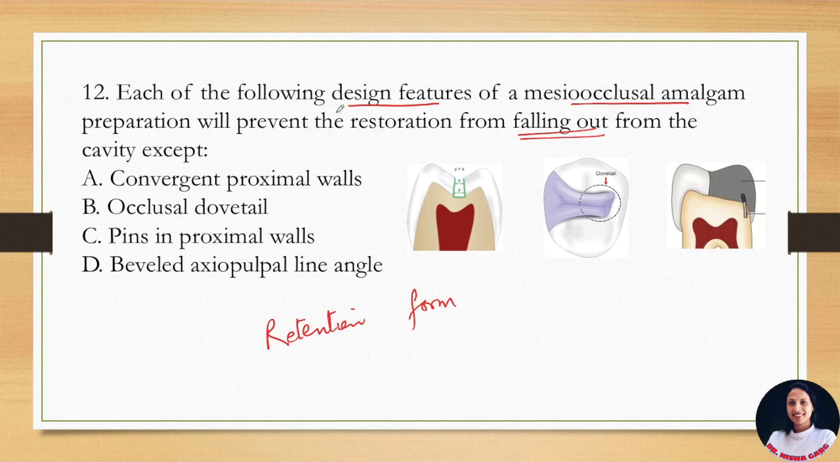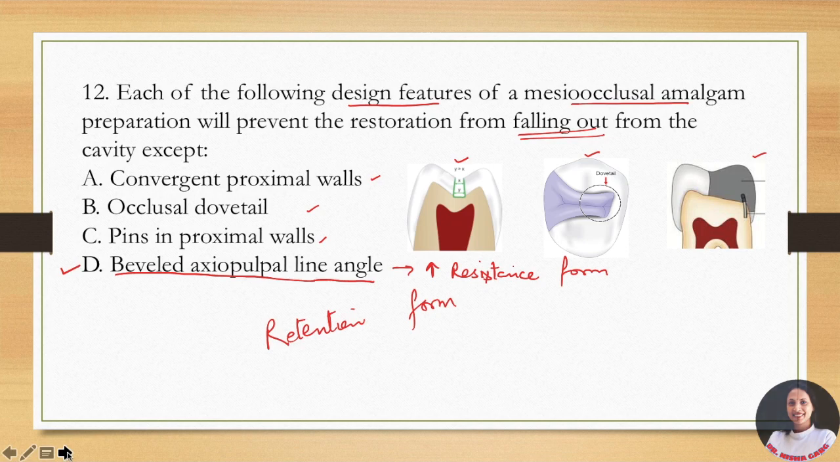The retention form of the amalgam restoration can be achieved by convergent proximal walls, occlusal dovetail, and pins in the proximal walls. So option D is the correct answer, because the beveled axiopulpal line angle helps in increasing the resistance form, not the retention form of the restoration. So our answer is option D, that is, beveled axiopulpal line angle.